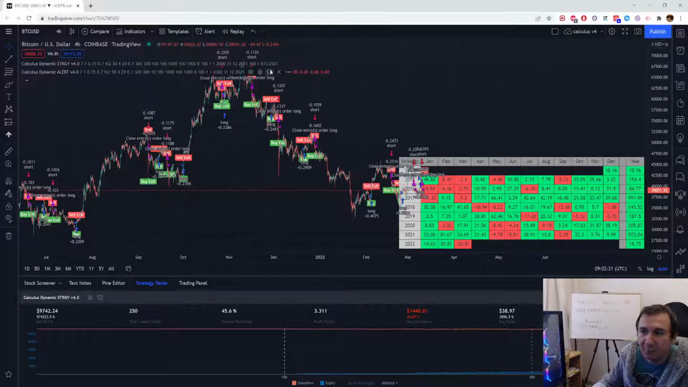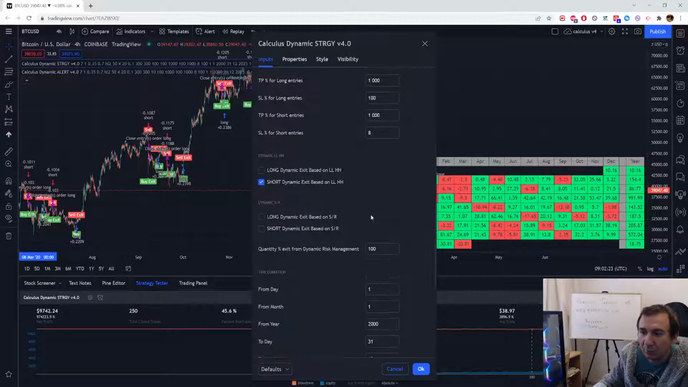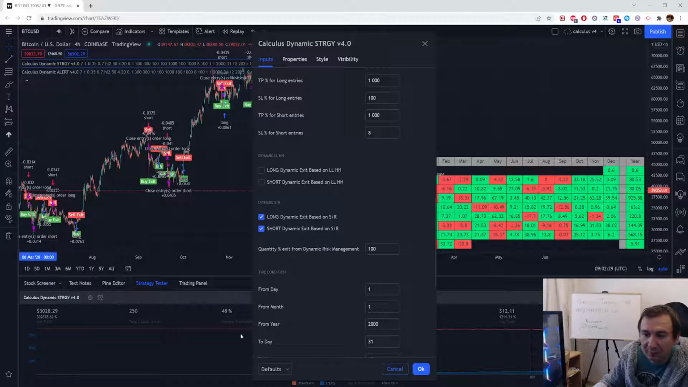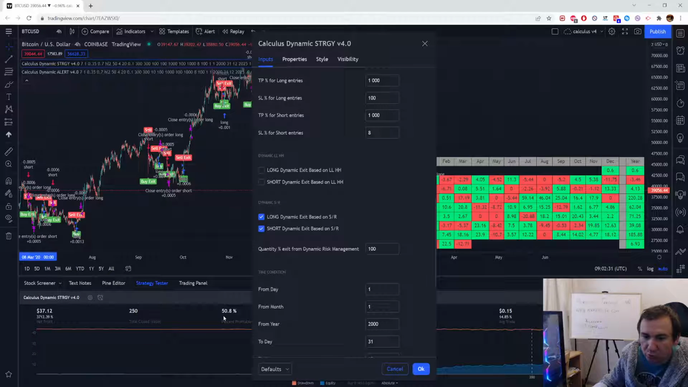So you can see that if I apply this scenario of using this short dynamic system with the SR, the winning rate is going to increase by a huge amount. But also the profit is going to decrease by a huge amount, because this type of exit is more designed for the short term than the long term.